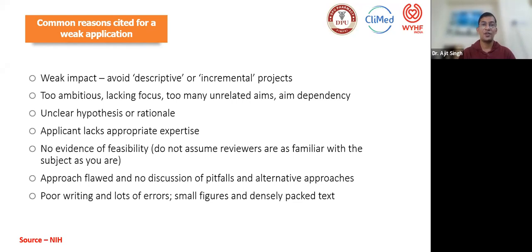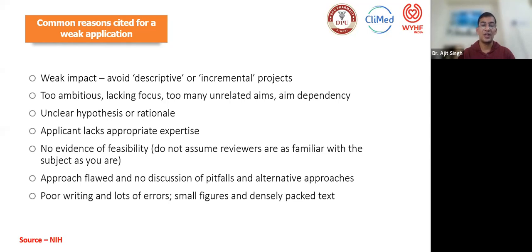If you think I am from AIIMS or some great institute, I am from Manipal, I don't need to write about my institute, I don't need to write about the feasibility, everyone knows that Manipal has a 2600 bedded hospital, and all the facilities are there. No, if I am not writing, that means I'm fooling myself. I have to give them evidence of feasibility. If there is no evidence of feasibility in your proposal, that is a weak application.